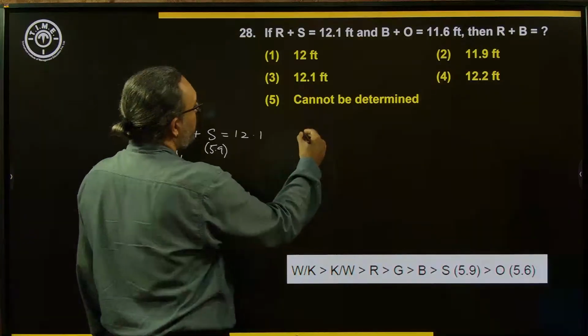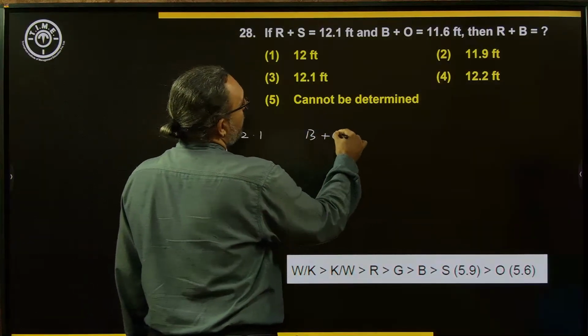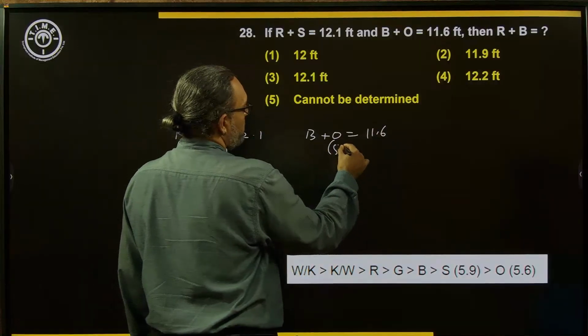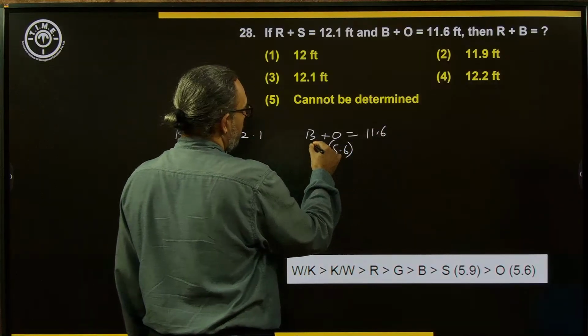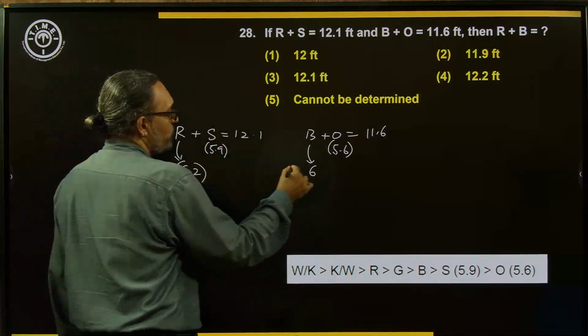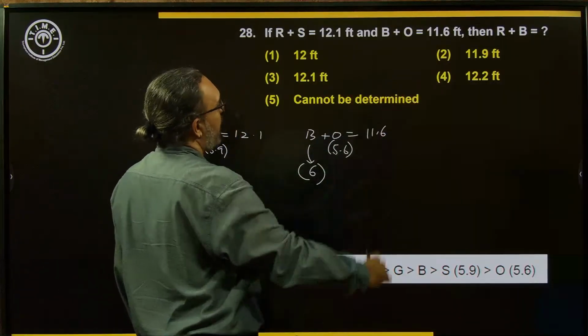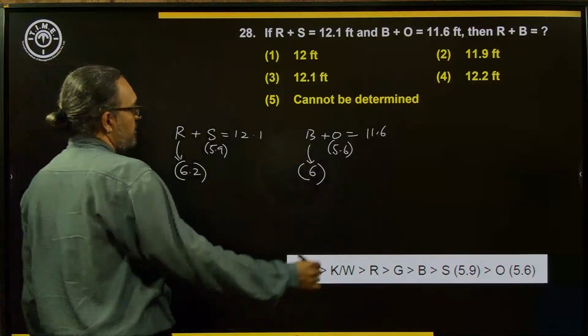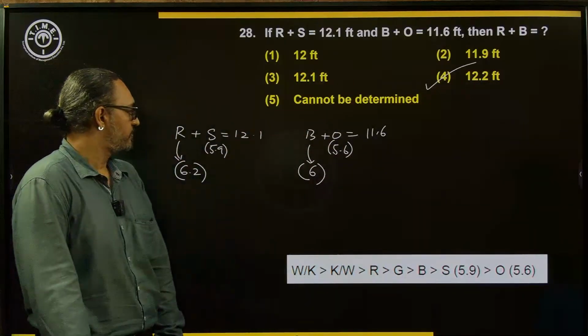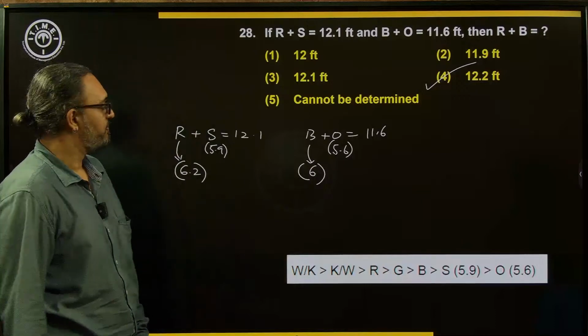And then B plus O is given as 11.6. So O we know is 5.6. So B is going to be 6. So we have R is 6.2, B is 6. Now he's asking what is R plus B. So we have our answer, which is 12.2. Correct?